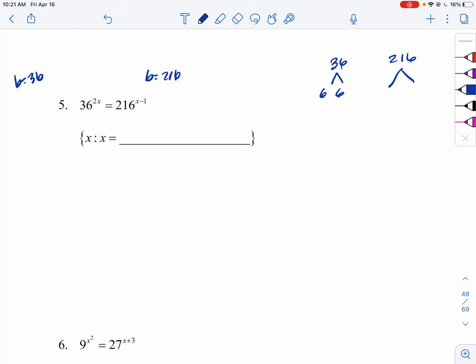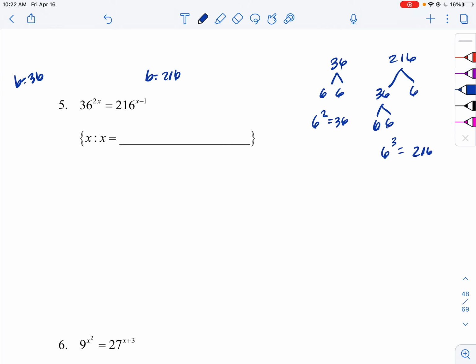Like, Miss, why are you not doing it 2 times 3, 2 times 3? I don't have to do that right now because I want to look at 216 and maybe we can get 6 in there also. So 216 is 36 and 6 and 6 and 6. So see, we can rewrite this as 6 squared is equal to 36. 6 to the power of 3 is equal to 216.